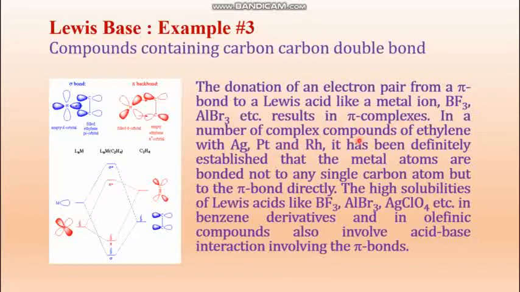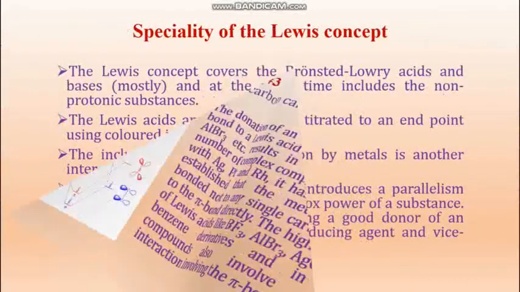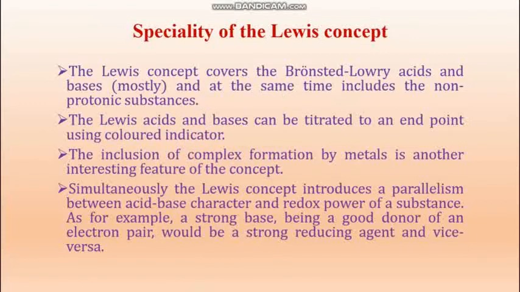In a number of complex compounds of ethylene with silver, platinum, rhodium, it has been definitely established that the metal atoms are bonded not to any single carbon atom but to the pi bond directly. The high solubilities of Lewis acids like BF3, AlBr3, AgClO4, etc. in benzene derivatives and in olefinic compounds also involve acid-base interaction involving the pi bonds. Now, the speciality of the Lewis concepts: not only is this covering a wide area, it has a few special features which are very much unique compared to the other theories of acidity and basicity.